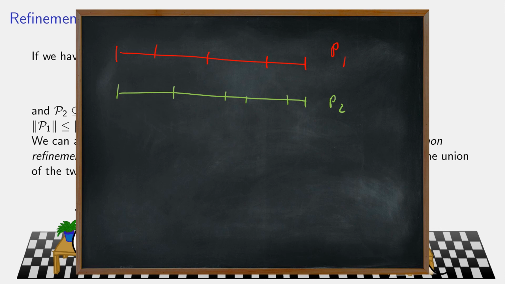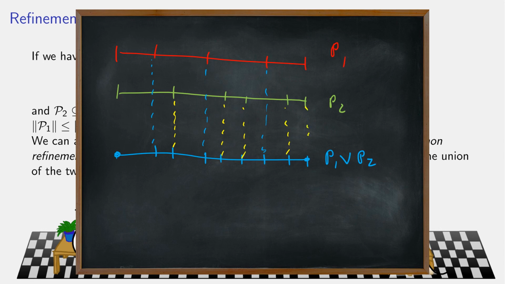But I can make their common refinement by taking the union. So I definitely include the endpoints. Note that the endpoints are really the only shared points between these two partitions. And then I include everything along the way by taking the union of the sets of points. So here is my common refinement of the two partitions. It is a refinement of P1 because it contains all the points of P1, but it is also a refinement of P2 because it contains all of the points of P2. So it's called the common refinement of the two.